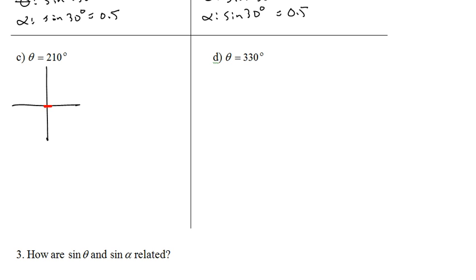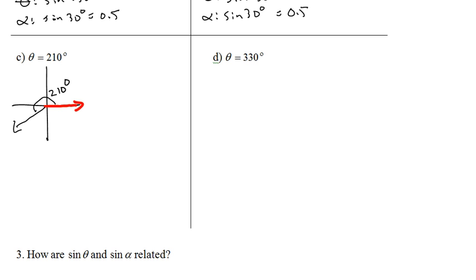Okay, let's have a look at part C. So our initial arm is always here. And then our terminal arm is going to be between 180 and 270. So it's going to be down there as 210. Okay, here, let's draw on our theta. There's our theta of 210. Might as well just label it as 210.